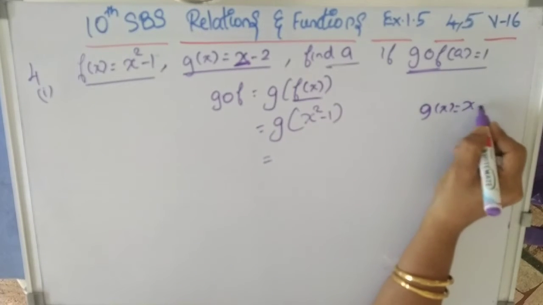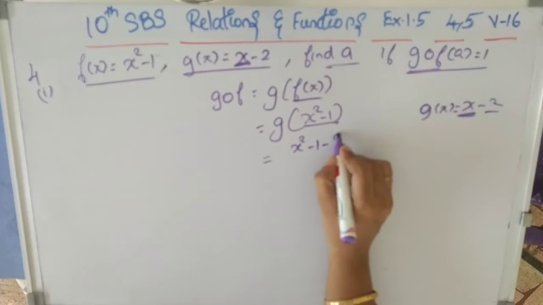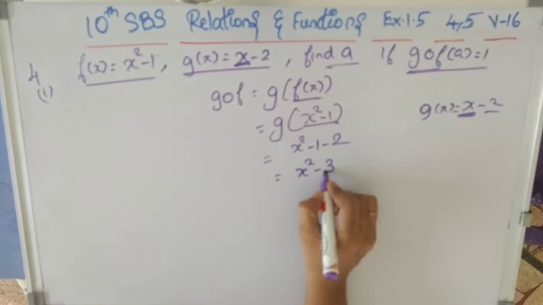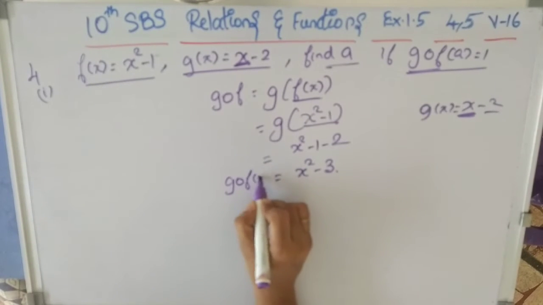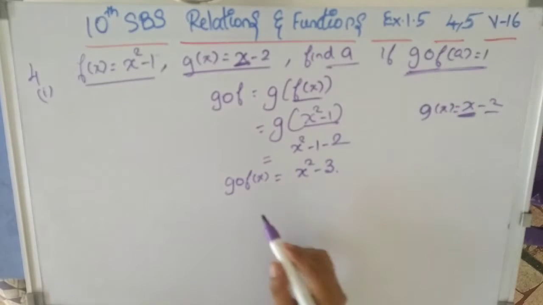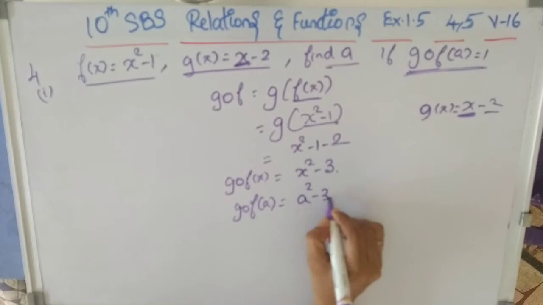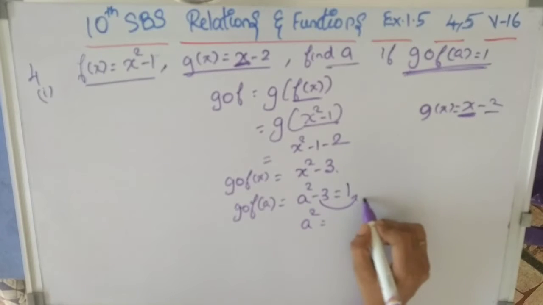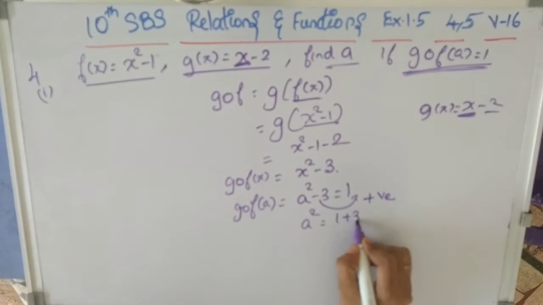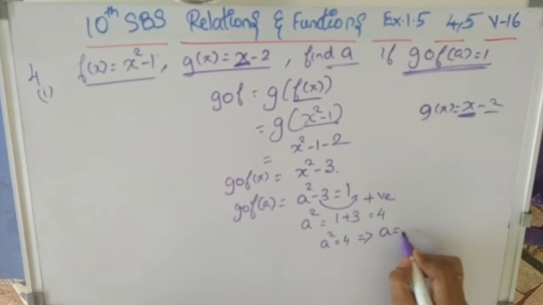What is the meaning of g of x squared minus 1? In g of x, x minus 2, we have to replace the x with x squared minus 1. So x squared minus 1 minus 2, that is equal to x squared minus 3. This is g dot f of x. In the question, it's clearly given that g dot f of a is equal to 1. So g dot f of a is equal to a squared minus 3, which is equal to 1. So a squared is equal to 1 plus 3, since the minus 3 going to the right hand side becomes positive. Therefore, a squared is equal to 4. A is equal to square root of 4, which is equal to plus or minus 2.